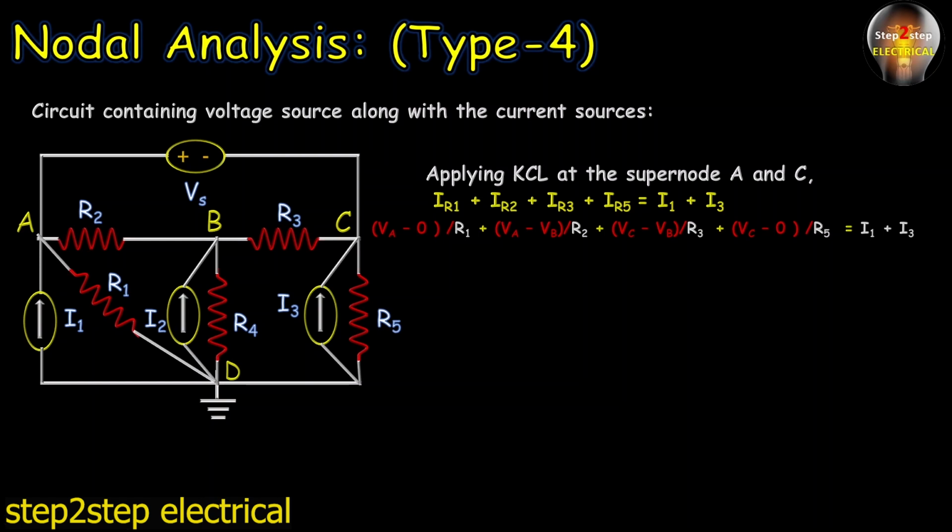Now using the voltage source and the two nodes, we will write the second equation as VA minus VC equals VS. Why? Because the positive terminal of this VS is connected with this node A. That's why the voltage at node A minus voltage at the node C is equal to the voltage of the source. So this gives the second equation. And so now friends, we have got two equations and it's time to get the third equation.